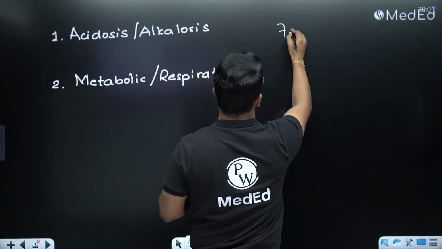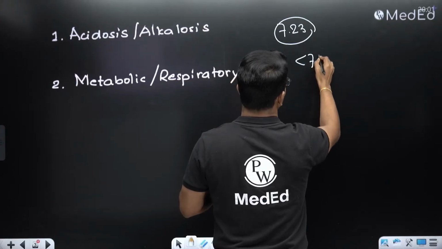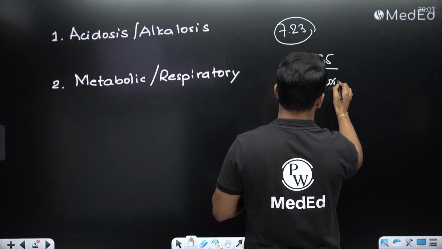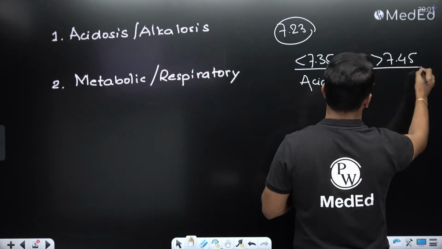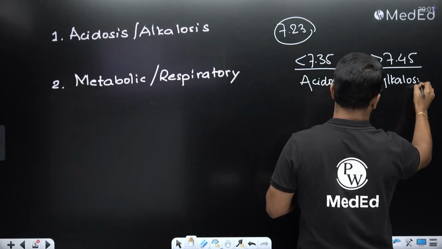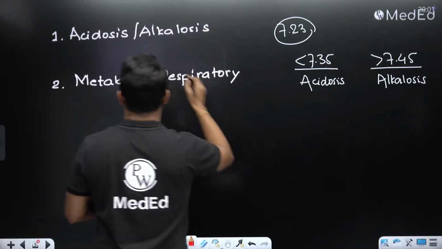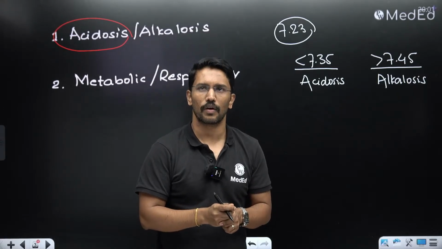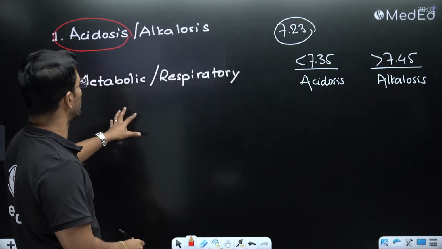Now when the pH is less than 7.35, we call it acidosis, and when it is more than 7.45, we call it alkalosis. 7.35 to 7.45 is the normal range. So here what do we have, acidosis or alkalosis? Obviously we have acidosis. So this ABG shows acidosis. Now once we have acidosis, we need to ascertain whether it is respiratory acidosis or metabolic acidosis. So how to distinguish between them?